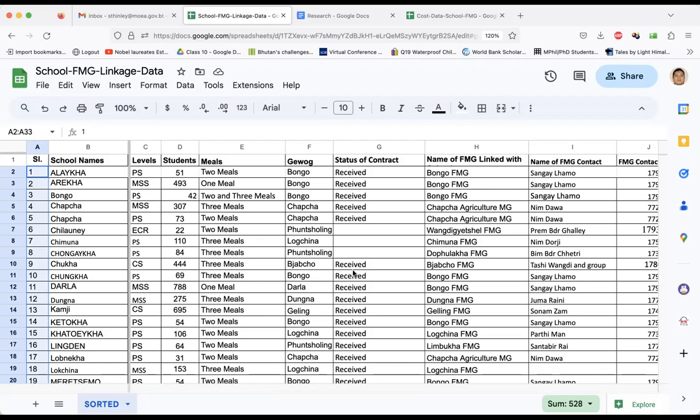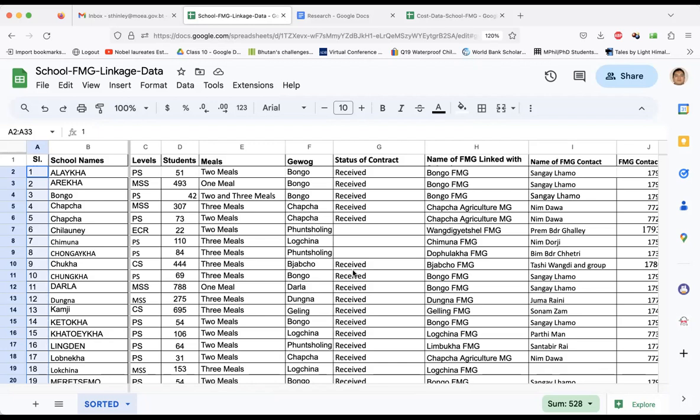Then the FMGs, another stakeholder. Geog Agriculture Extension Supervisors, they are another stakeholder. Now decentralized to the Gyoks, which means Dzongkhag Agriculture Officer doesn't even know what is happening with regards to school FMG linkage. DAMC doesn't know anything about what is happening. They just say it is going well, but how well it is going, they don't know. How bad it is, they don't know also. That's why we need to do this research.